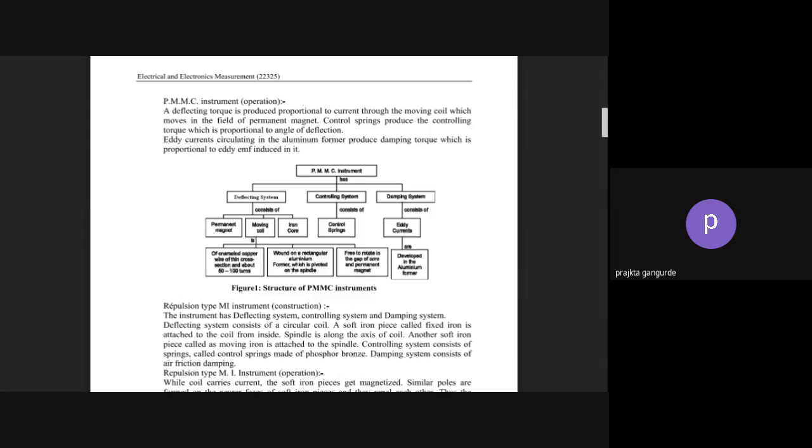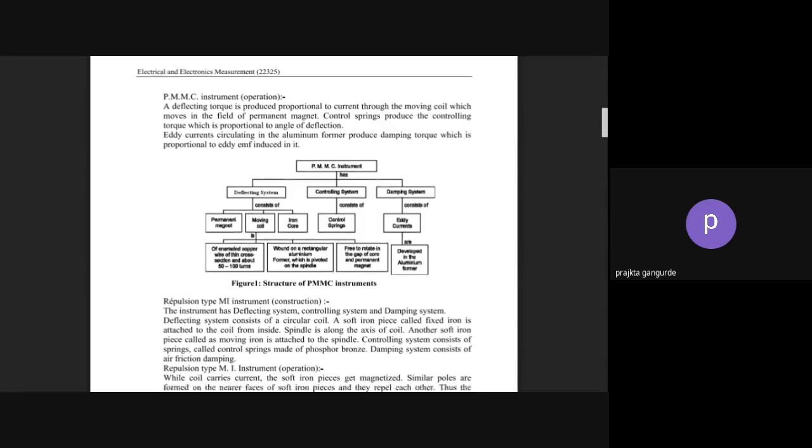Suppose we have to pass the current through that moving coil, then the moving coil produces a magnetic field, and according to Faraday's law of electromagnetic induction, this coil experiences a force and we obtain the readings. Similarly, for the spring control, the spring operates according to its function.